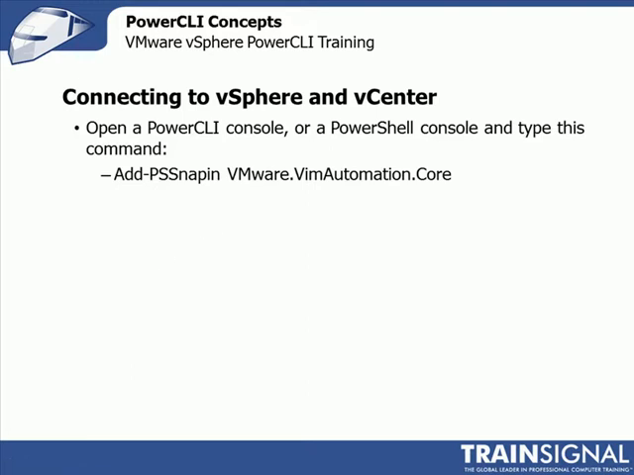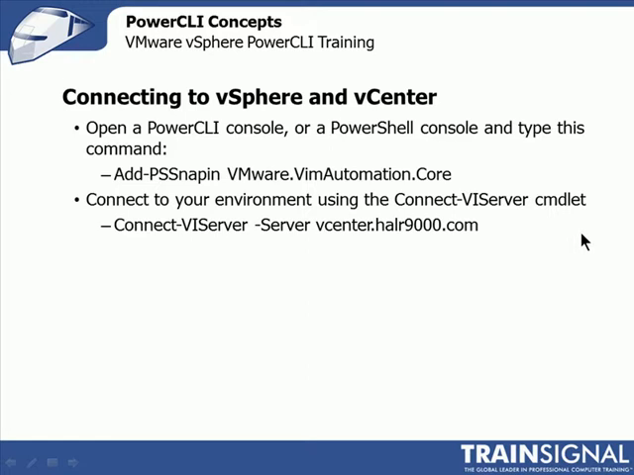Now, the way that you get started is you open a PowerCLI console or a regular PowerShell console, and to get PowerShell to work with our PowerCLI snap-in, you would type Add-PSSnapin VMware.VimAutomation.Core. And once you've either opened your PowerCLI console or your PowerShell console and added the snap-in, you can then connect to your environment using Connect-VIServer. As an example, Connect-VIServer -Server, followed by the name of, in this case, my vCenter server hostname.